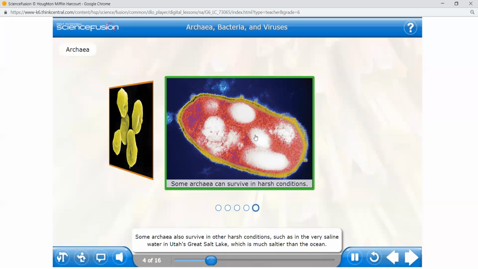Some archaea also survive in other harsh conditions, such as in the very saline water in Utah's Great Salt Lake. I say saline water. That means it's very salty water. Usually, again, bacteria die in saline water.